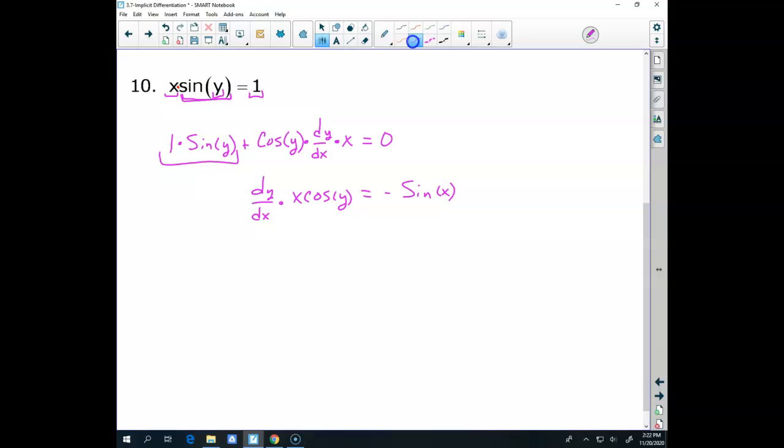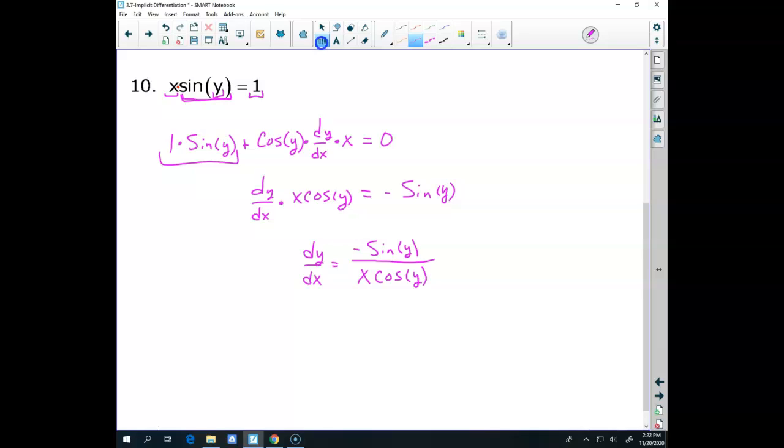And that's not a sine x, you big dummy. That's a sine y. Makes a huge difference because the sine is y. And dy dx equals negative sine y divided by x cosine y.